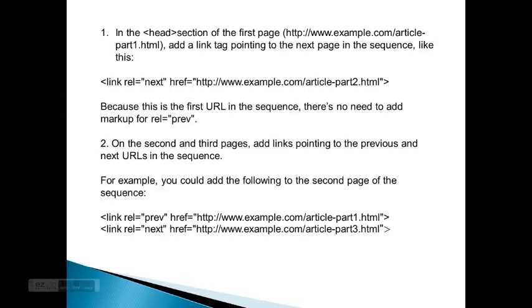On the second and third pages, add links pointing to the previous and the next URLs in the sequence. For example, you could add the following to the second page of the sequence. The link is rel=prev, and then you give the href to article part 1, and then the link rel=next, and you give it to article part 3.